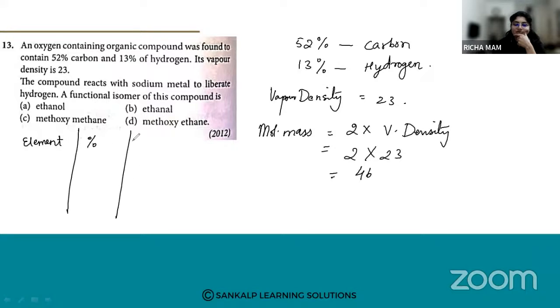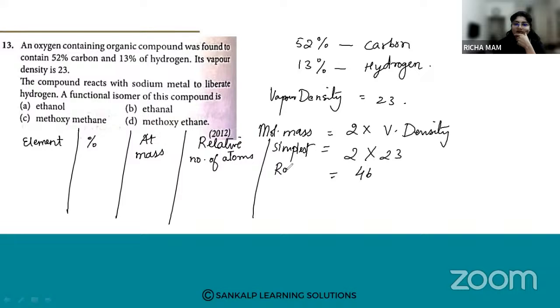So percentage, then relative number of atoms, then the simplest ratio. I hope you remember this. Carbon is present, hydrogen is present, and oxygen. These are the elements which are present. What is the percentage of carbon? It is 52%. What is the percentage of hydrogen? It is 13%. And what is the percentage of oxygen? It is not given, but you can find it out.